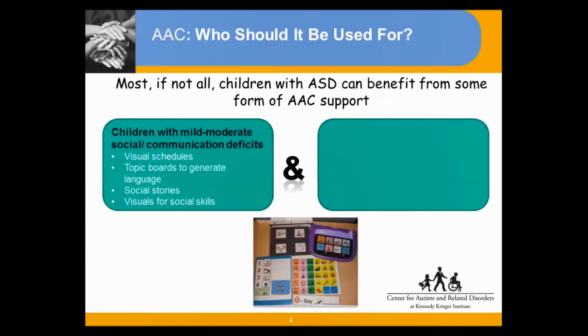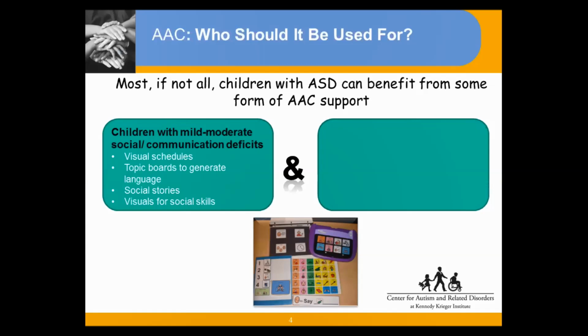So we think about AAC supports for children with more mild to moderate social communication deficits. These might not be things that they would necessarily need to replace verbal communication, but augment or support what they are already able to say verbally. So this would be things like visual schedules. Maybe at home, if they're working on getting dressed, they may benefit from a visual schedule talking about the different steps they would need to complete a task.